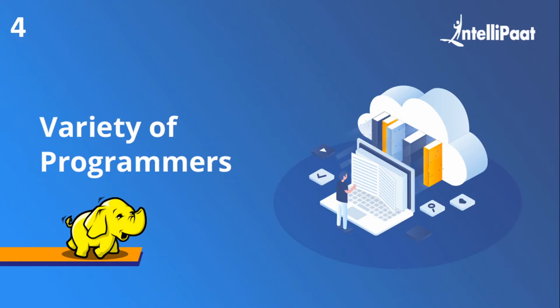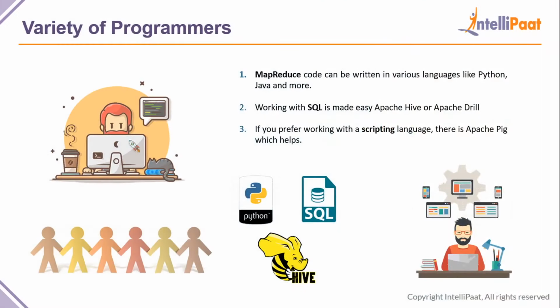And then the next point, which is the variety of programmers, because let's say you're much of a programming person. Let's say you like Python, you like Java, or you want to learn these languages. Well, do know this, as I told you, MapReduce is the computation layer which works with Hadoop, right? So MapReduce basically is written in various languages. You can write MapReduce code in Python, Java, multiple other languages as well.